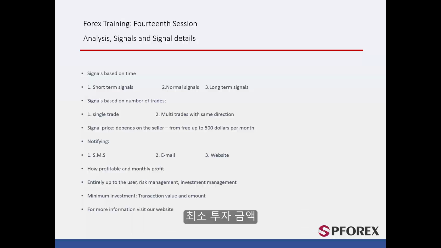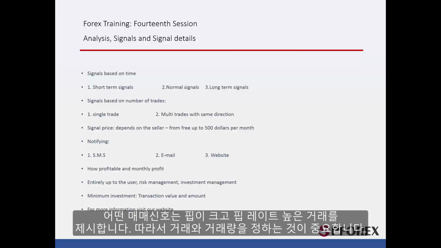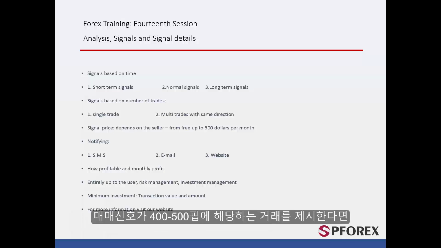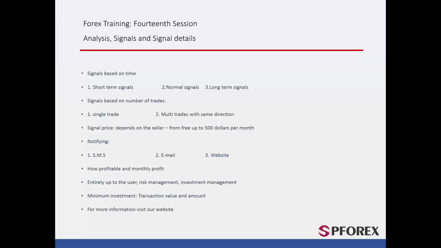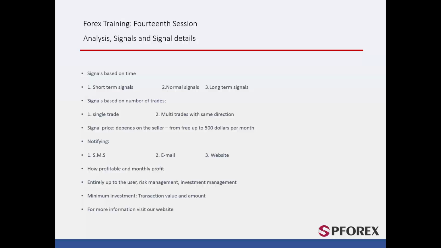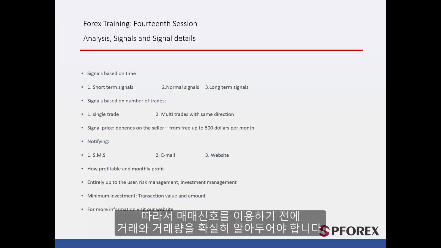Minimum investment. The minimum investment you make is important. Some signals involve a high pip range and pip rate, so it is important that the trade and the amount of transaction is set. For some trades, the offer can be 400 to 500 pips in a signal, for which you need at least somewhere around $5,000 to $10,000 investment.